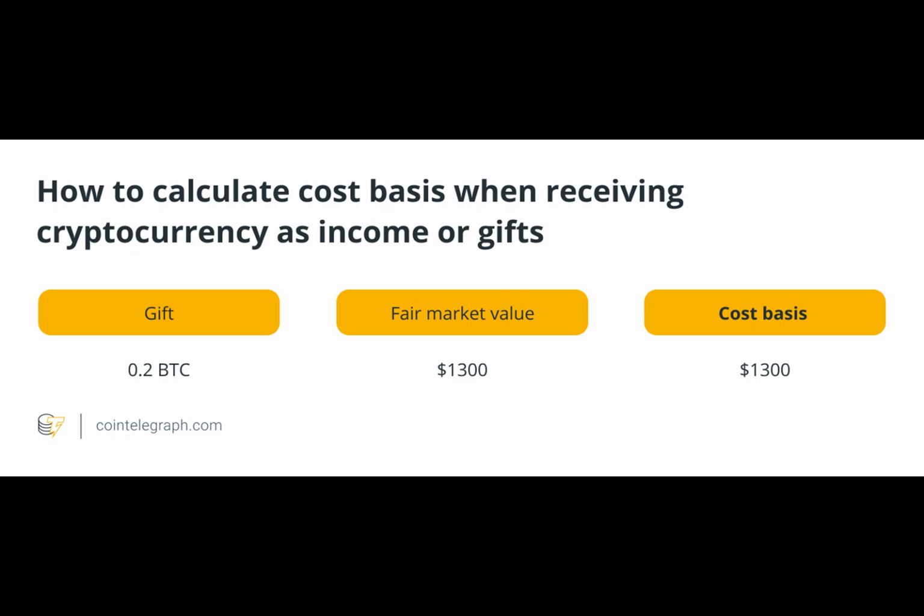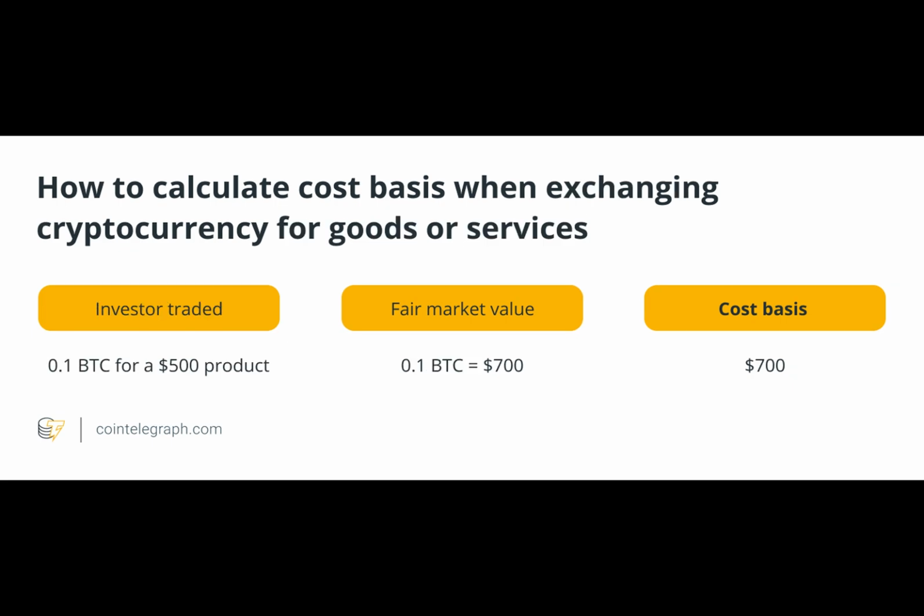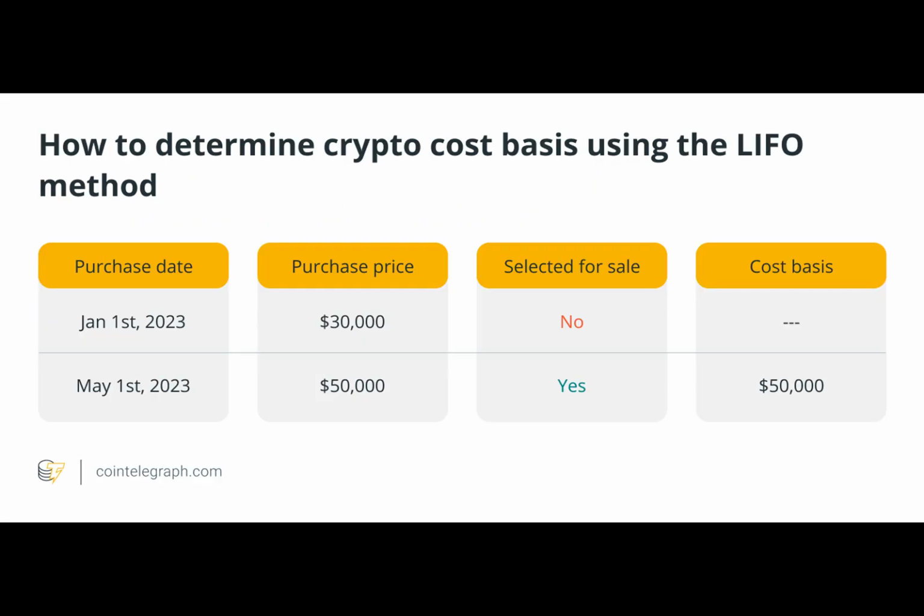By using this technique, investors may calculate the average price of all the cryptocurrencies they own. The cost basis of these sold crypto assets is then established using this average price. Let's assume an investor purchased 2 BTC, one at 30,000 and one at 50,000 on May 1st, 2023. Their average cost basis would be calculated as follows.